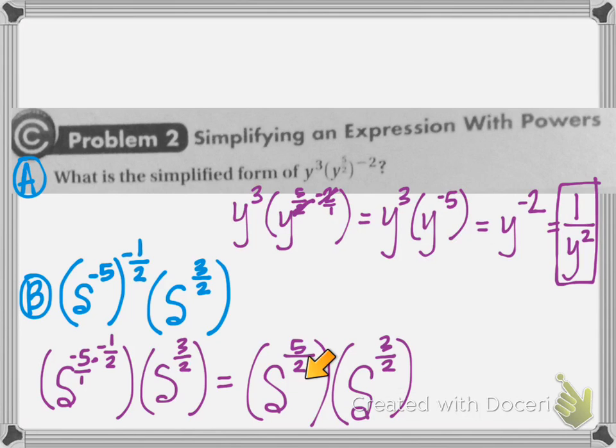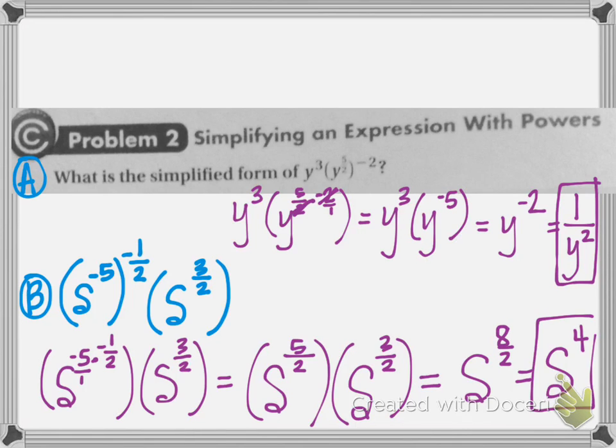Now, this is product of powers. So you add your exponents. And adding is not the easiest thing to do with fractions because you have to have a common denominator. But in this case, we already have a common denominator. So we're just going to add and keep the denominator. So this is going to be S, keep the denominator of 2, and 5 plus 3 is 8. And always reduce if you can. So S to the 4th power is going to be our answer because 8 divided by 2 is 4.